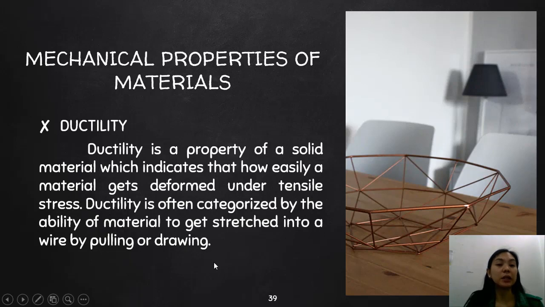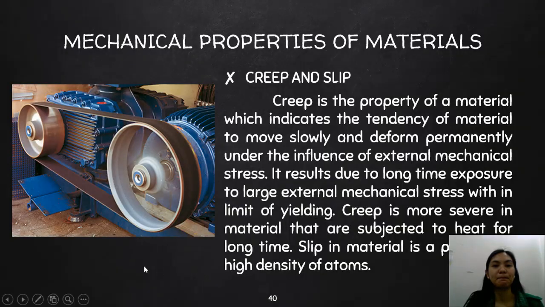Of course, you also have your ductility. Now, ductility is often categorized by the ability of the material to get stretched into a wire by pulling or drawing. So, kung gaano siya kadaling i-draw into wires. And in terms of material, ductility is a property of a solid material that indicates how easily a material gets deformed under tensile stress. Kumbaga, pag sa malleability, it's under compressive stress. Thus, sa ductility, it's under tensile stress.